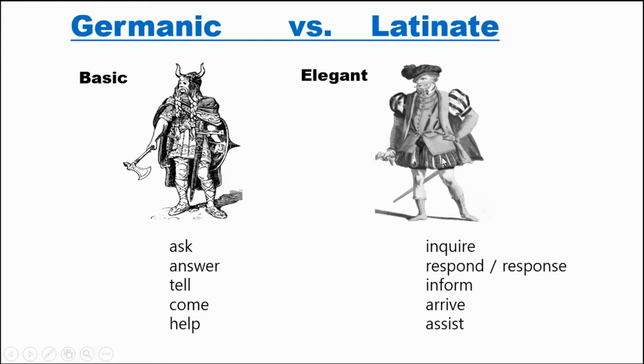You can ask somebody a question, or you can inquire about something, right? You can answer a question or a request. You could respond to it, or you can give a response, right? You can tell somebody something, or you can inform them of something. You can come to a place, or you could arrive at a place. You can help somebody, or you can assist somebody, right? This is what drives English language learners crazy, and I'm sorry about that, there are so many different words that mean the same thing. So why is there this difference between the two languages?